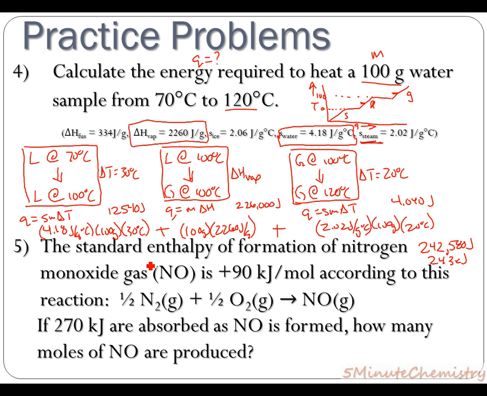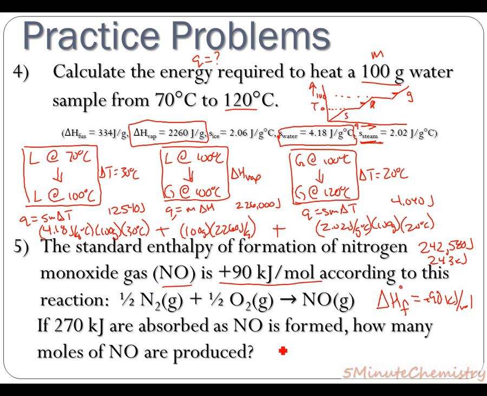Okay, next, the standard enthalpy of formation of nitrogen monoxide gas, NO, is plus 90 kilojoules per mole according to this reaction: 1/2 N2 gas plus 1/2 O2 gas goes to NO gas. The standard enthalpy of formation is denoted with a degree sign, and we're not going to get into why, but this value was plus 90 kilojoules per mole, so per mole of NO formed. If 270 kilojoules are absorbed as NO is formed, how many moles of NO are produced?